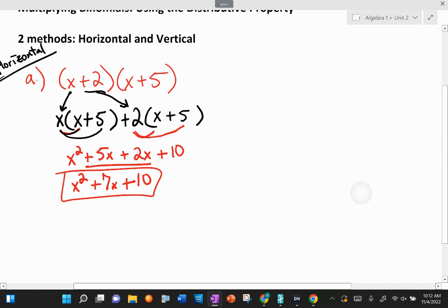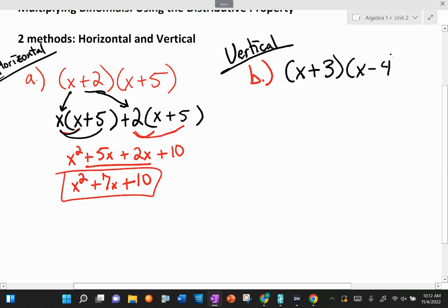Okay, so let's go. Vertical method. Okay, so on this one, let's say we have x plus 3 times x minus 4.